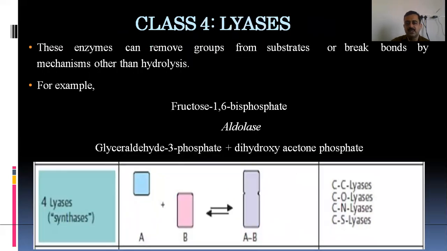The fourth class is lyases. These enzymes can remove a group from a substrate or break a bond by a mechanism other than hydrolysis. So what may the reaction be? Fructose 1,6-bisphosphate aldolase gives glyceraldehyde 3-phosphate plus dihydroxyacetone phosphate. Examples are C-C lyases, C-O lyases, C-N lyases, C-S lyases. Lyases are also called synthases.